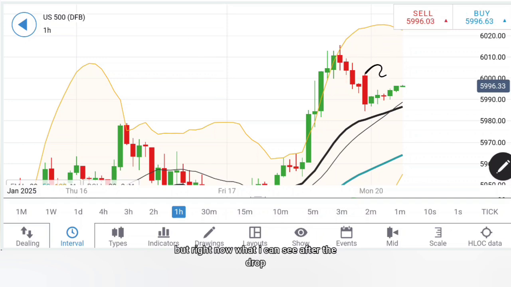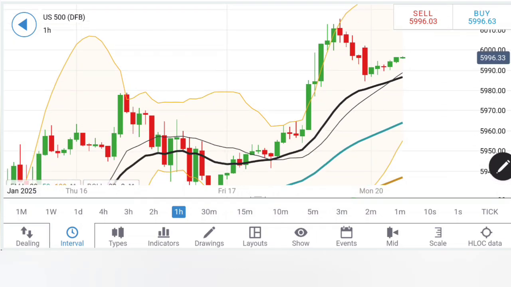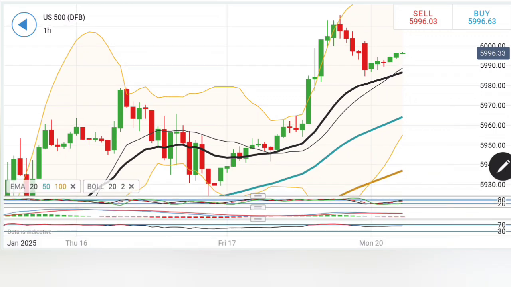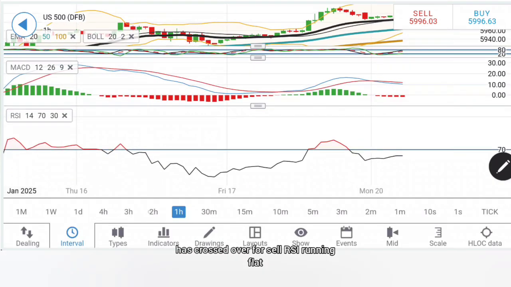But right now what I can see, after the drop, it is under retracement, and possibly it can follow with another round of drop which can take the prices towards 5985, 5980. And if S&P trades below 5980 today, then only we should treat this as bearish. Here the moving averages are bullish. The MACD has crossed over for sell.